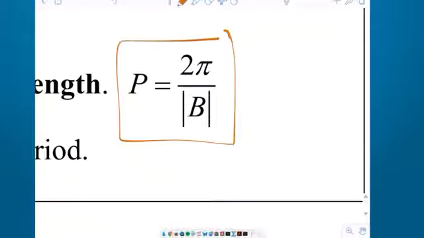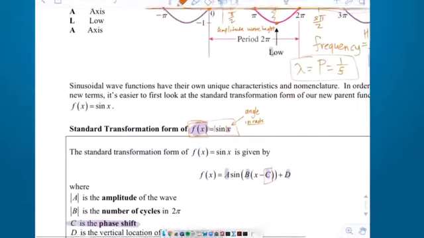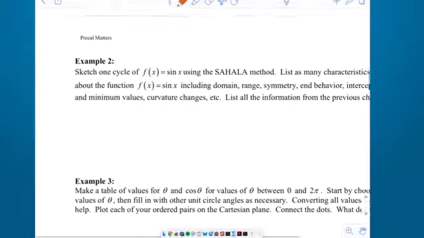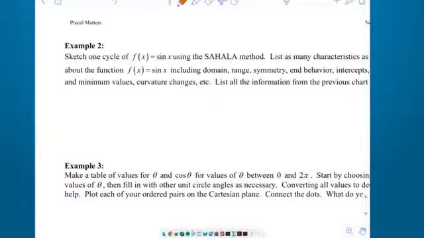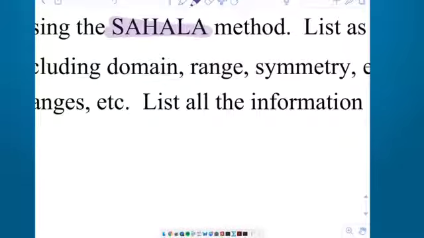Okay, so now that we have the nomenclature figured out, let's jump down to example 2. Because ultimately what you need to know at the end of today is how to sketch one cycle of sine, all right? Or, as I'm going to start referring to her, Sahala. So let's go ahead and sketch one cycle of Sahala.